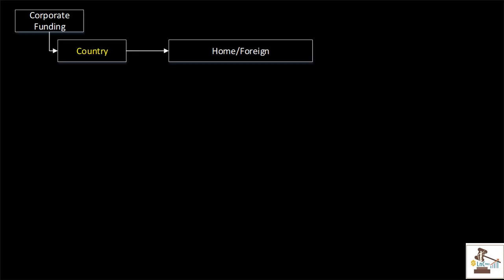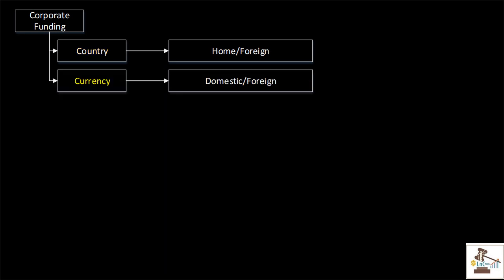Now, we will talk about things which you need to focus on at the time of reading corporate funding. There are a total of 8 things which you need to take care of so that you're not confused between two different types of funding. The first aspect of funding is country. You need to know whether funds are being procured from a party in India or from a party in a foreign country. Then the second aspect of funding is currency. You need to know whether funds are being raised in local currency or foreign currency.